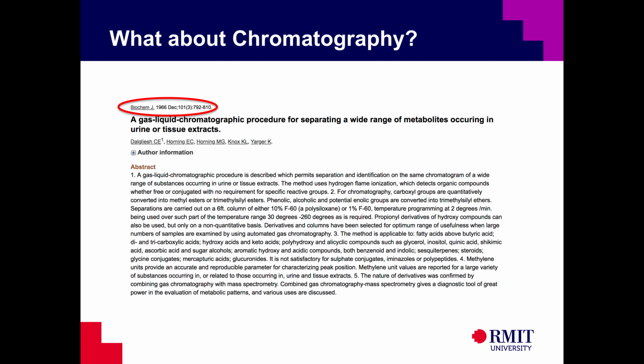And they talk about trimethylsilyl esters, which we're all familiar with, and combining GC with mass spec to give a diagnostic tool. Now, of course, they didn't have the bioinformatics that we're more familiar with in modern metabolomics, so I don't know if it counts as metabolomics as such, but it does show you that people were thinking about this a long time ago. So in a sense, chromatography in metabolomics goes back further than NMR.